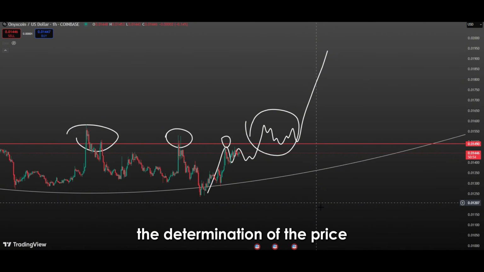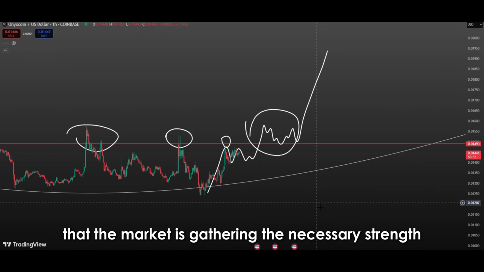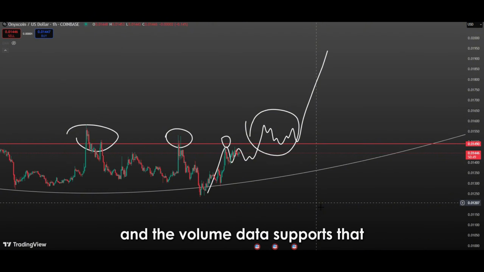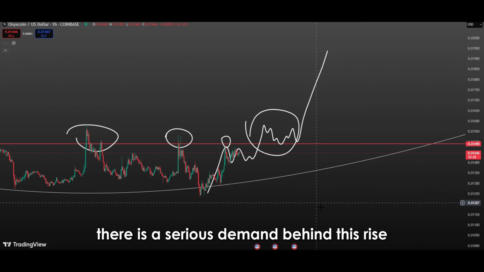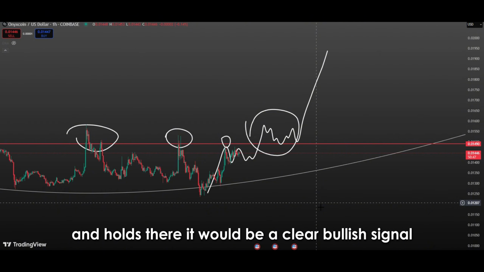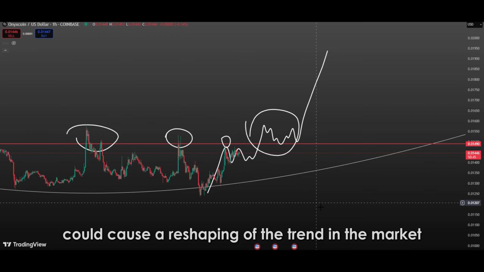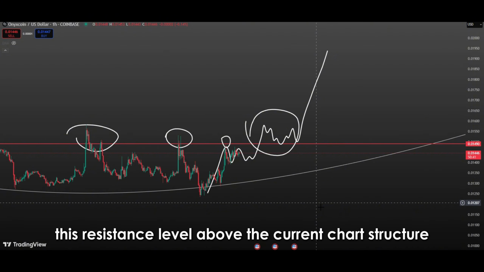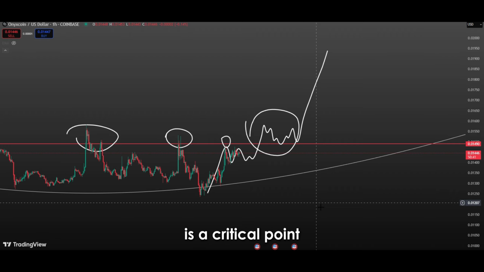At the moment, the determination of the price as it approaches this resistance zone suggests that the market is gathering the necessary strength to break this level. The motivation of buyers has increased, and the volume data supports that there is a serious demand behind this rise. If the price breaks above the resistance level and holds there, it would be a clear bullish signal for technical analysts. This breakout could cause a reshaping of the trend in the market, and traders can start evaluating new target zones. In conclusion, this resistance level above the current chart structure is a critical point where the balance of power in the market could be re-established.